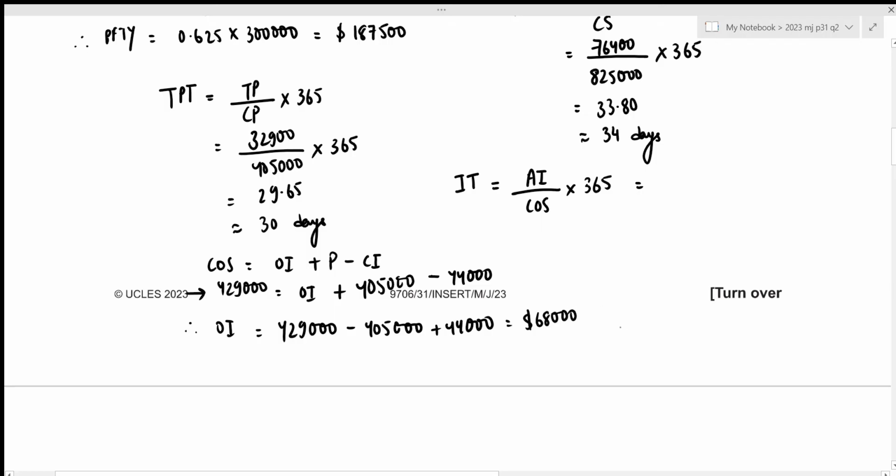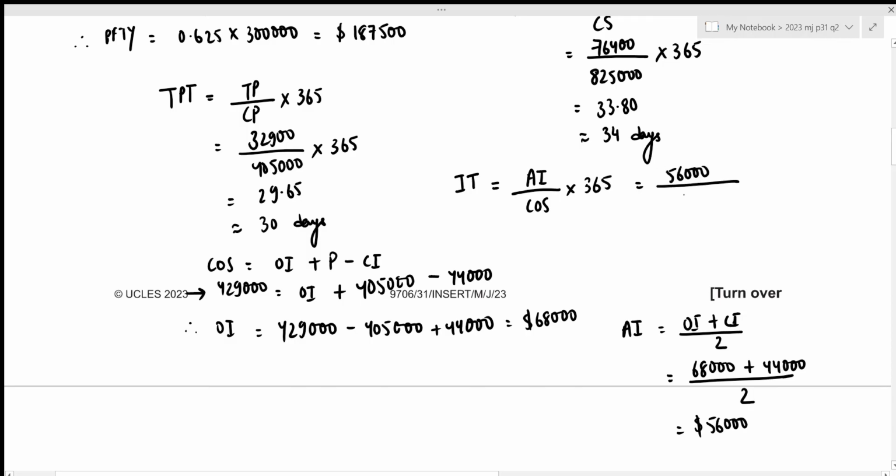Now we can figure out our average inventory, and the formula for average inventory is just the opening inventory plus closing inventory divided by 2. We have our opening inventory to be 68,000. We are given the closing inventory to be 44,000, and we just divide it by 2. And this gives our average inventory to have the value of 56,000. Alright, now we can figure out our inventory turnover. So that is just going to be 56,000 divided by the cost of sales of 429,000 multiplied by 365. And this results in the value of 47.65. We can just round it off to 48 days.